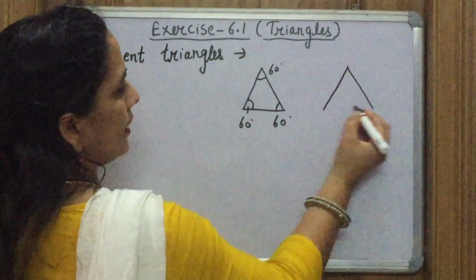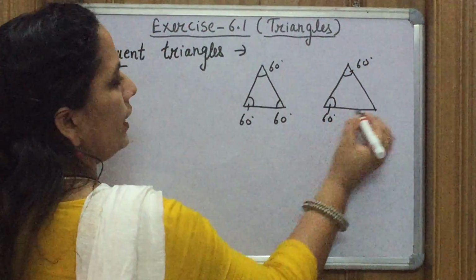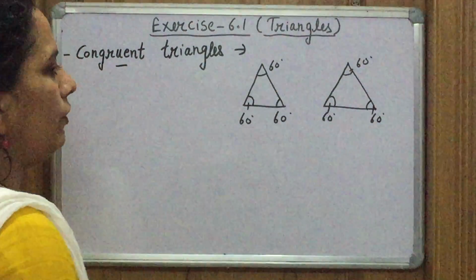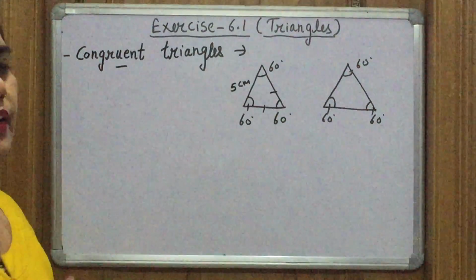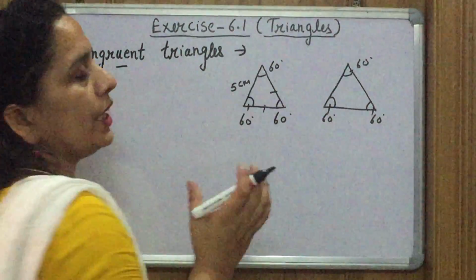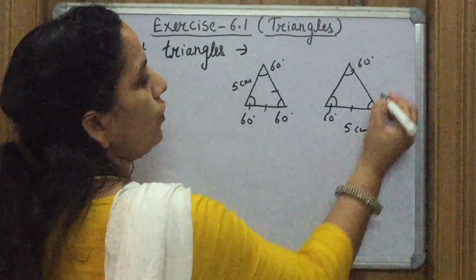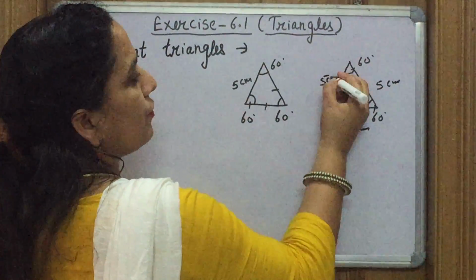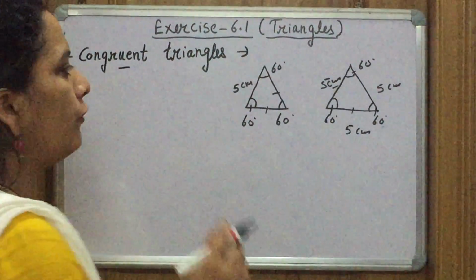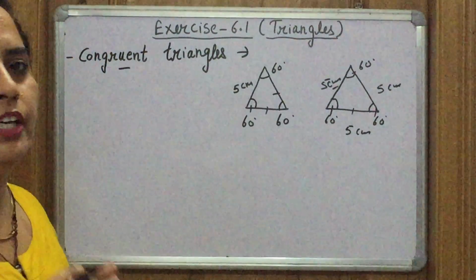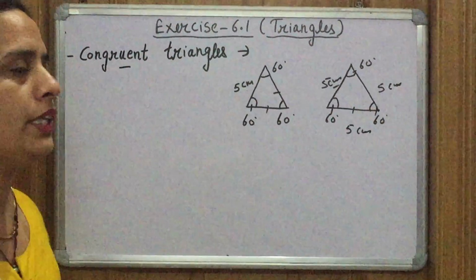And here we have a second equilateral triangle. That means here also all of the angles will be 60 degrees. If we take one side as 5 centimeter, then all of the sides will be 5 centimeter. And we say that these two triangles are congruent if in the second triangle also all of the sides are equal to 5 centimeter. Then we will say that these two triangles are congruent. That means all of the angles are equal and all of the sides are equal. So this is the definition of congruent triangles.